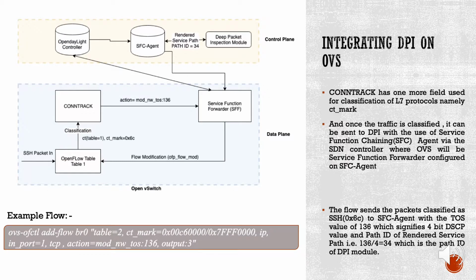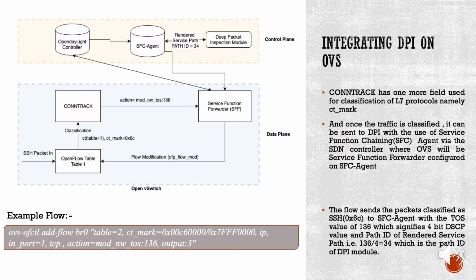So let's talk about integrating DPI into our proposed solution onto the data plane, as this is the novelty step of our proposed solution. The conntrack module also has one more field for classification of layer 7 protocols such as FTP, SMTP, SIP, etc., which is ct_mark. With the help of ct_mark, we can classify the traffic and then send it to the DPI module with the help of the service function chaining mechanism, which is a concept of SDN. In this case, our Open vSwitch will become the service function forwarder, which will be configured on the SFC agent implemented on the northbound API of the SDN controller.